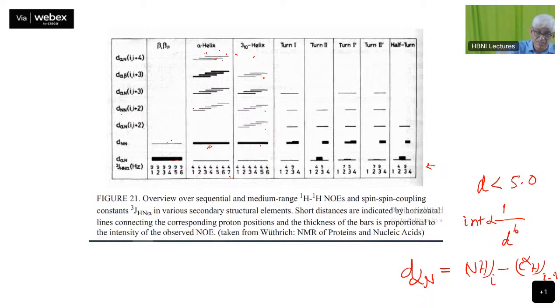Sometimes you may see this, you may not, depending upon the intensities or the dynamics in the protein. But these ones you will always see. Therefore, these are very important to determine the structure. Now you go to turn 1, again this one is very strong. These ones are relatively weak, but sometimes you will see.